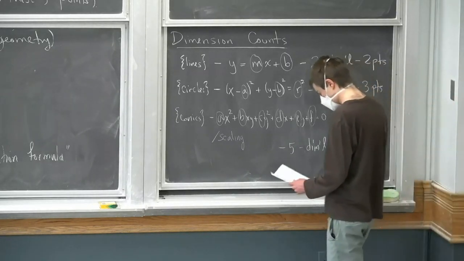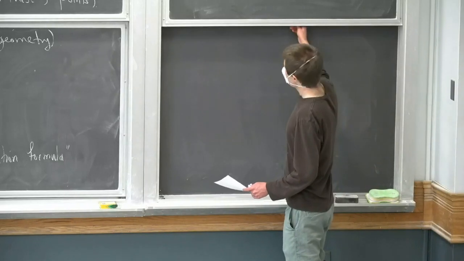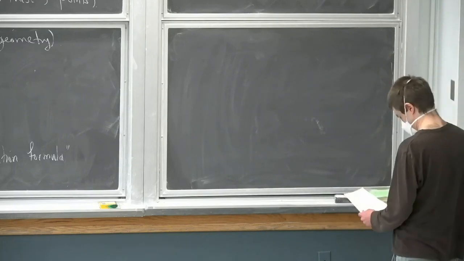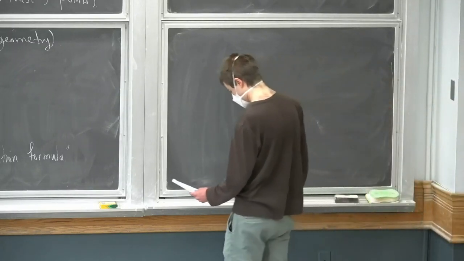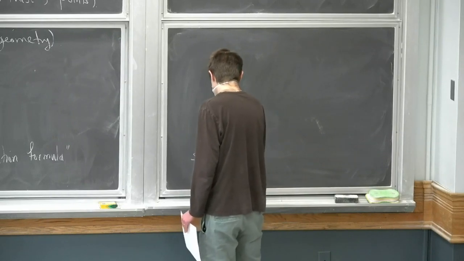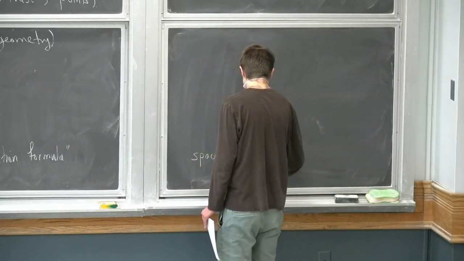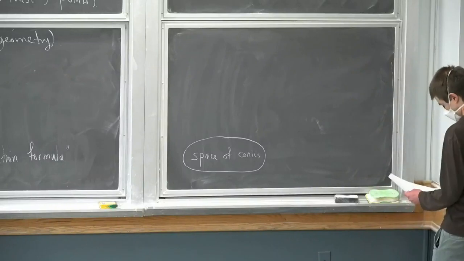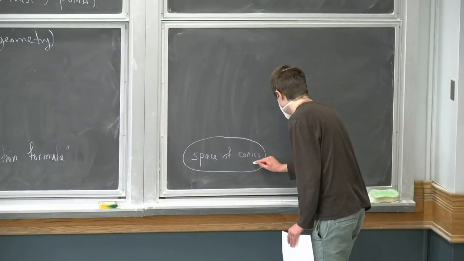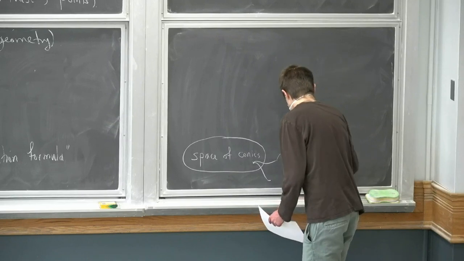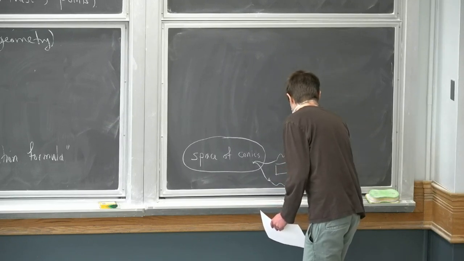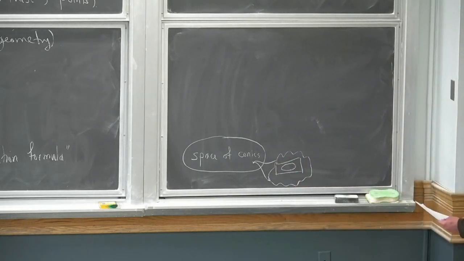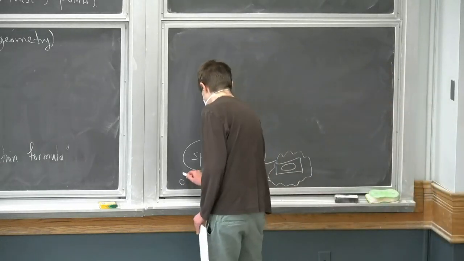So this is not a coincidence. And let me spell out why. So let's consider for a minute the space of conics. So this is some 5-dimensional space. All right? And each point in this space parameterizes a conic in the plane. And so this is dimension 1. So instead this is dimension 5.